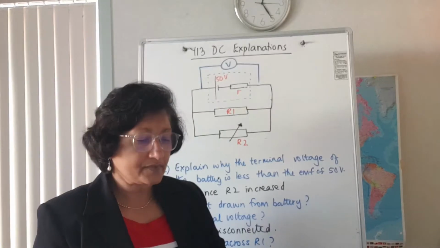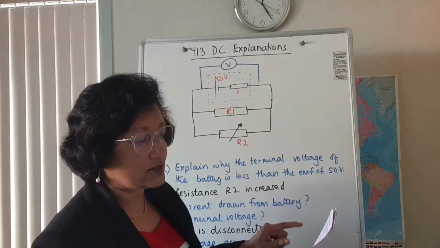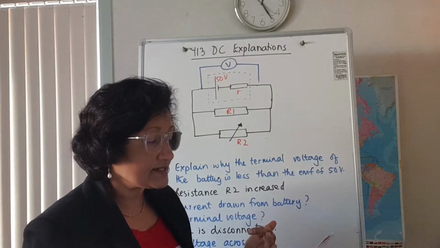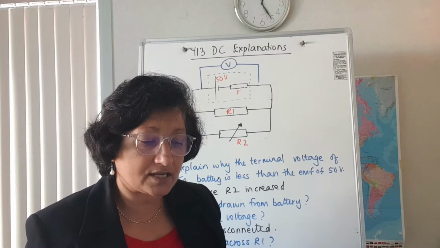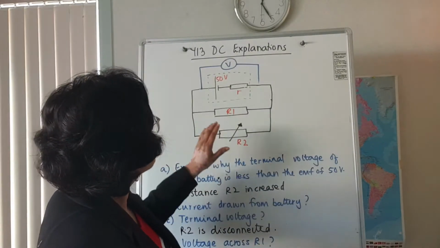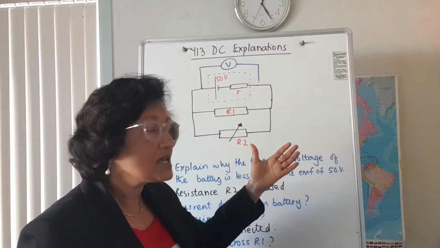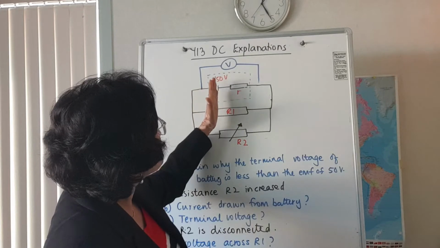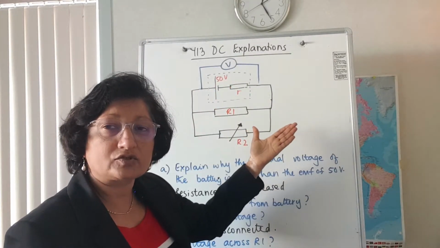In the diagram, the battery has an internal resistance R, so that's your battery. And the first question is, explain why the terminal voltage V of the battery is less than the EMF of 50 volts. So when a circuit is connected and there's a current flowing, every coulomb of charge that enters the battery gains 50 joules of energy.